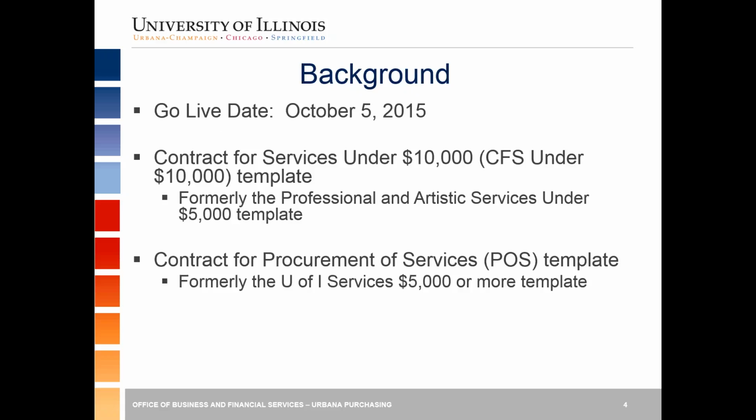On October 5th, 2015, the OBFS contracting offices announced an increase in the contract template signature threshold, along with updates to several contract templates and related policies. Procurement Services updated both of its primary contract templates. First, the template that used to be called the Professional and Artistic Services under $5,000 template became the Contract for Services under $10,000 template, or the CFS under $10,000 for short.